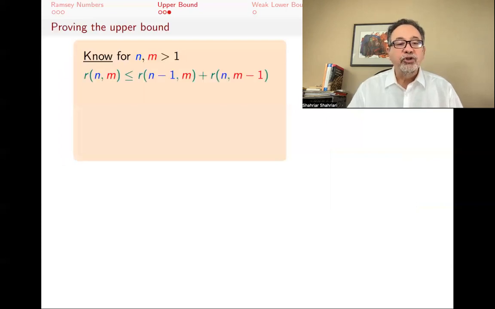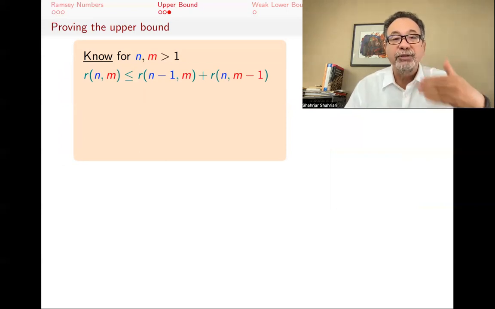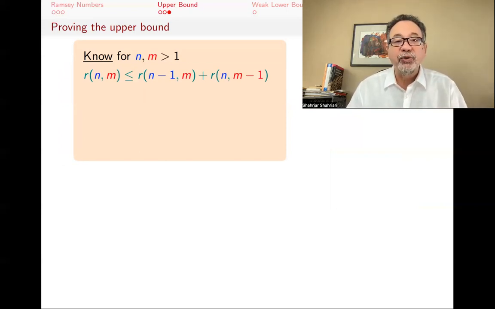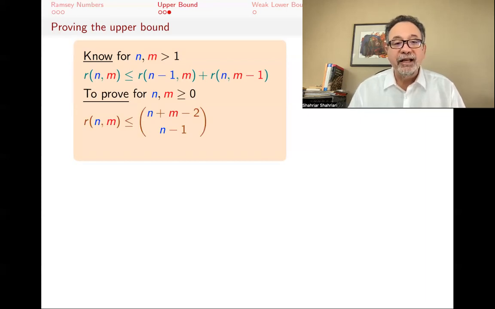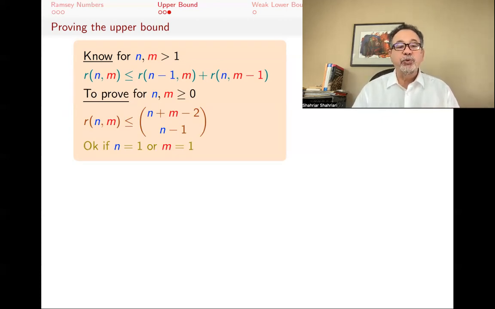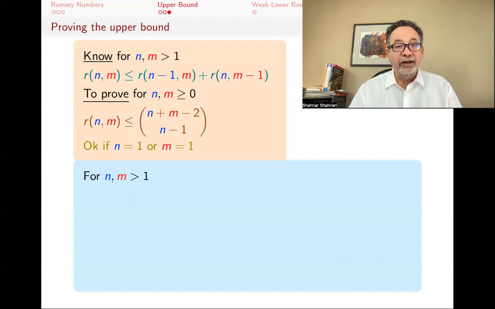Okay, so we know this relation. Again, this was the subject of a previous video. This is where the Ramsey argument comes in, that R(n,m) is less than or equal to R(n-1,m) plus R(n,m-1). That actually needs an argument to get that, and you need an argument about coloring and monochromatic K_n's or K_m's to get that. So what we want to prove is that R(n,m) is less than or equal to (n+m-2 choose n-1). And we know that it's okay if n equals 1 or m equals 1. So for greater than 1, this is our inductive step.